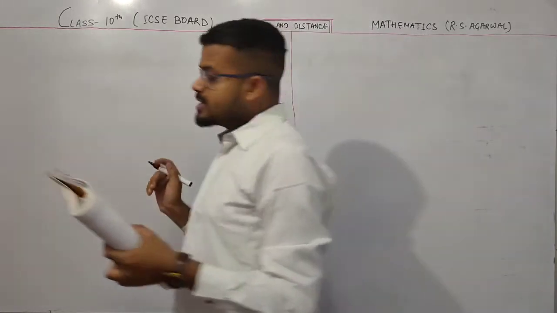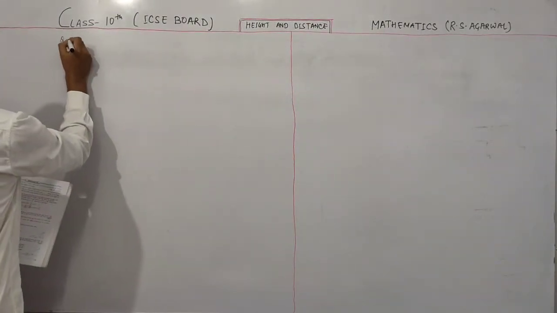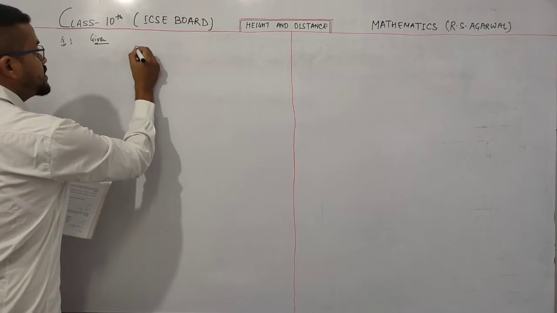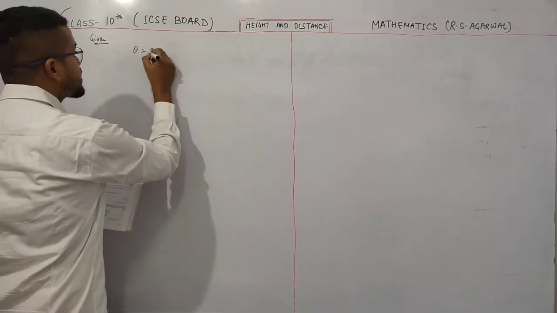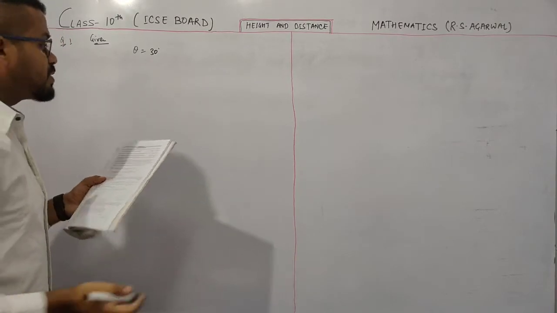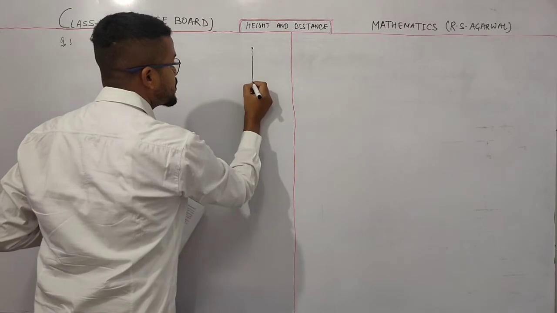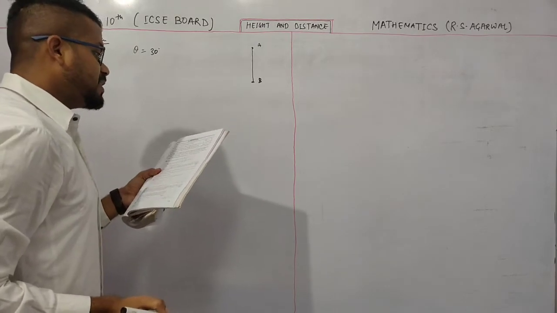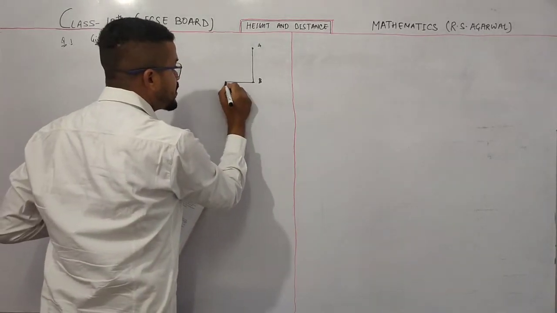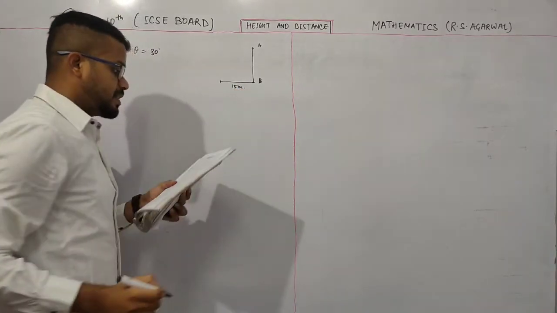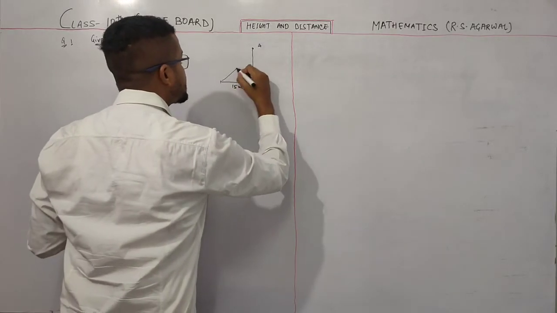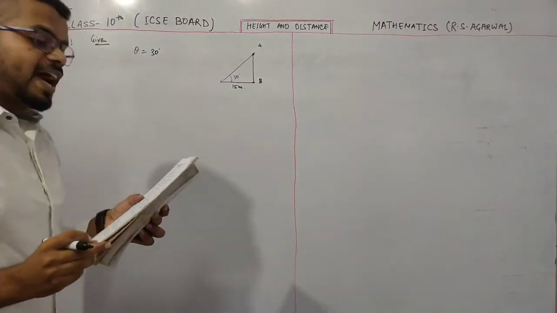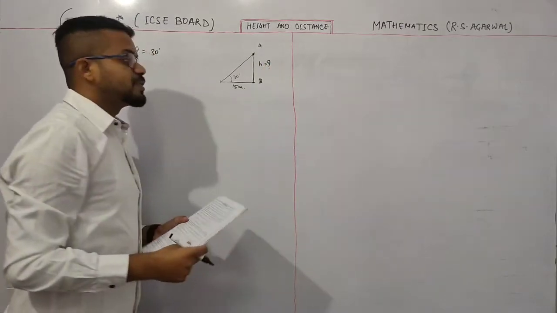So here in question number 1, given: let us assume theta is the angle of elevation, which is 30 degree. The angle of elevation of the top of a pole. Here this is the pole, A, B. This is the pole, from a point on the level ground and 15 meter away. This 15 meter is given. From here, the angle of elevation for the top of the pole is 30 degree. This is theta. Find the height of the pole. We have to find this height of the pole.